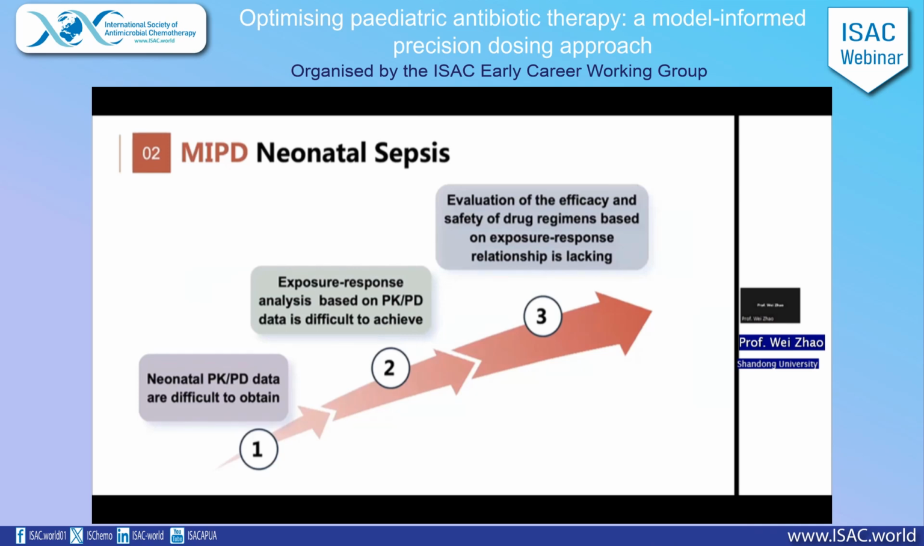The first is to have the PKPD data, and the second is to have the exposure-response analysis based on the PKPD data, and the third step is very important: to have a clinical evaluation to show the clinical utility of this model-based dosing.